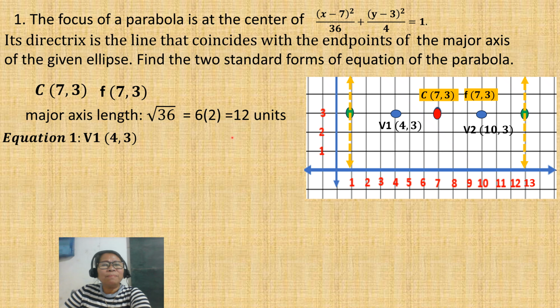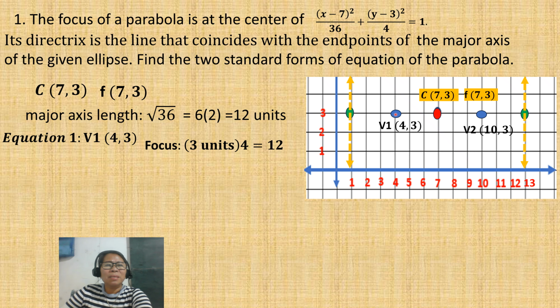So this time we need to get equation 1. And where should we get the data from for our equation 1? So we need to consider this vertex 1. So if this is our vertex 1, this will be our focus. And this will be our directrix. So remember that the focus is inside the curve, inside the cone.